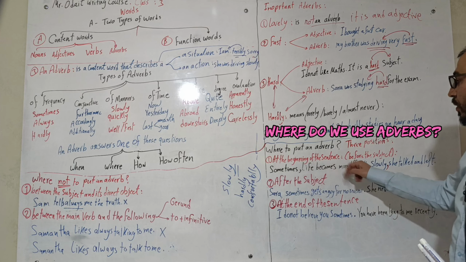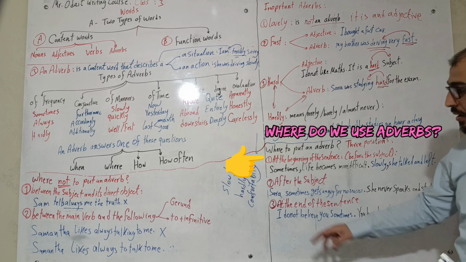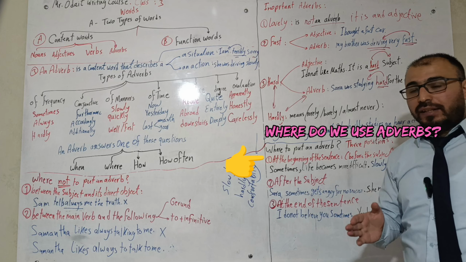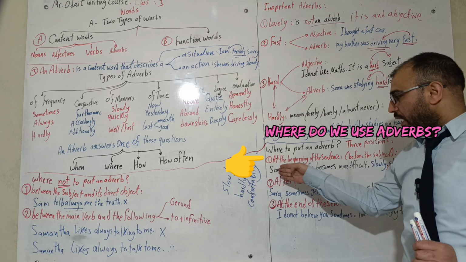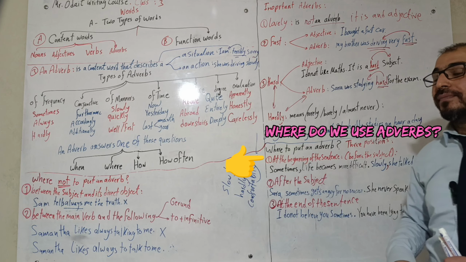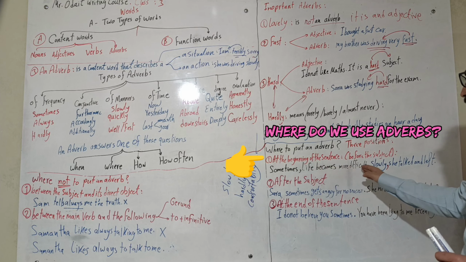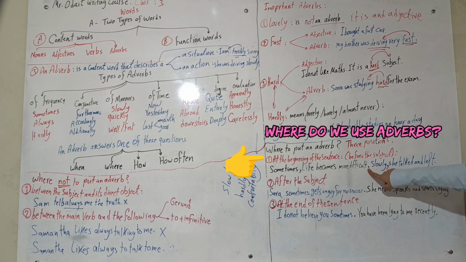We have at the beginning of the sentence, or before the subject. This is an example. We have sometimes. Generally, when the adverb is used at the beginning of the sentence, we should use a comma after the adverb. We have, sometimes, life becomes more difficult, and here, dot, I start a new sentence. I say slowly, I put a comma, she talked and left.